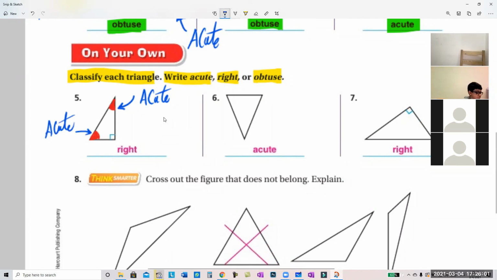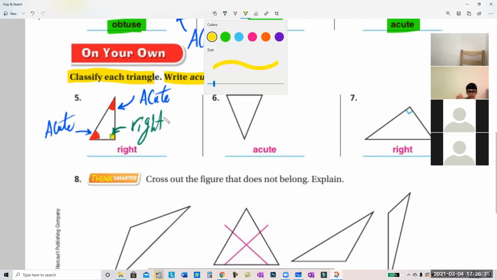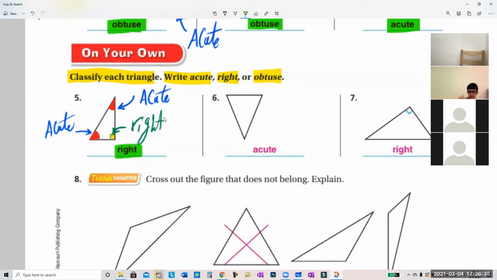Okay. So what about the last one here? We have a square corner. If you see this square, so it will be right. Because we have a right angle here, that's right, right? If you see a right angle in a triangle, it will be a right triangle, okay? Yeah, thank you.